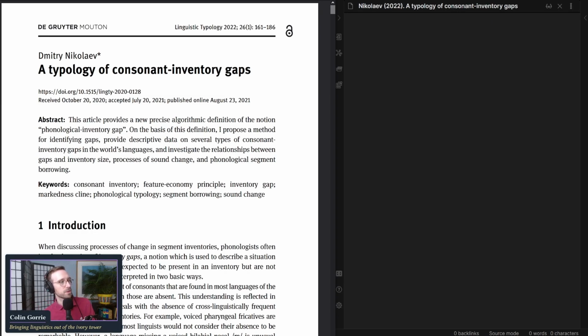So someone who's interested in the typology of consonant inventory gaps is interested in if there's any sort of rhyme or reason to what kind of gaps are possible. All right, so great. Introduction done.